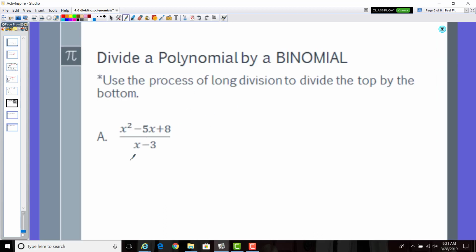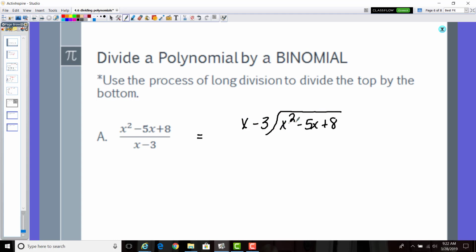I reviewed that process because when our denominator is a 2-term polynomial, we actually have to use that exact same process of long division. Okay, so x squared minus 5x plus 8 divided by x minus 3. I'm actually going to write this as long division. x squared minus 5x plus 8 is being divided by x minus 3.